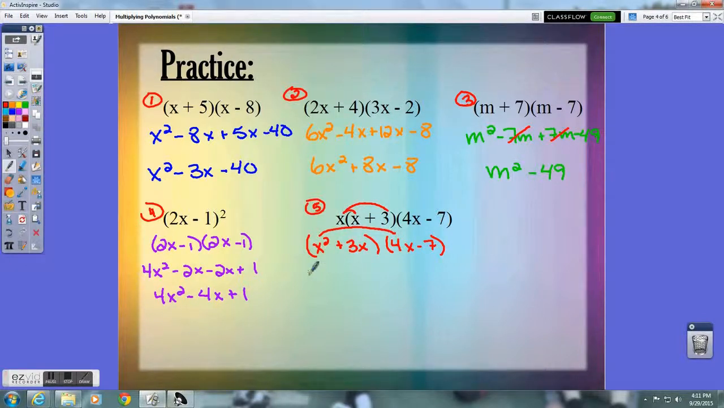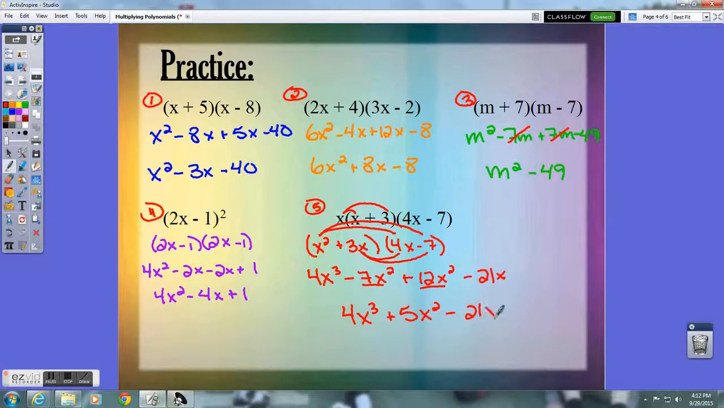X squared times 4x is 4x cubed. X squared times negative 7 is negative 7x squared. And then once I distribute my 3x times 4x is a positive 12x squared. And 3x times negative 7 is negative 21x. Again, once I do my distributing, I got to check and see if there's any like terms. So if I combine those, my final answer is 4x cubed plus 5x squared minus 21x.